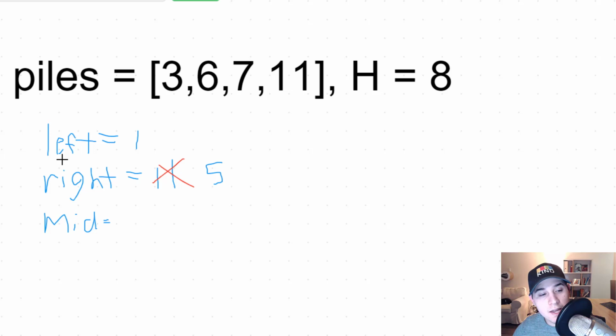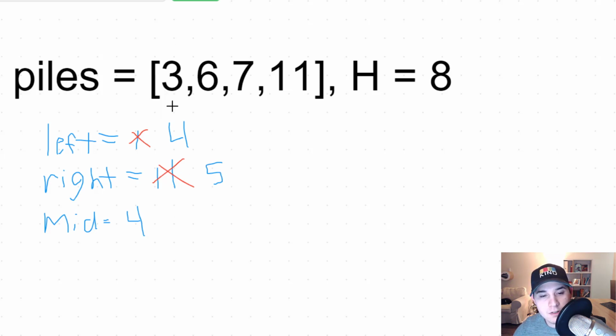And so now our left is going to move to mid plus 1. So our mid was 3, so now our new left will be 4. And then once again, we're going to do the same thing. 4 plus 5 is 9. 9 divided by 2 would be 4, right?